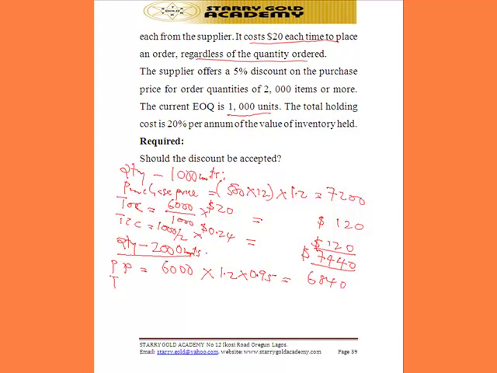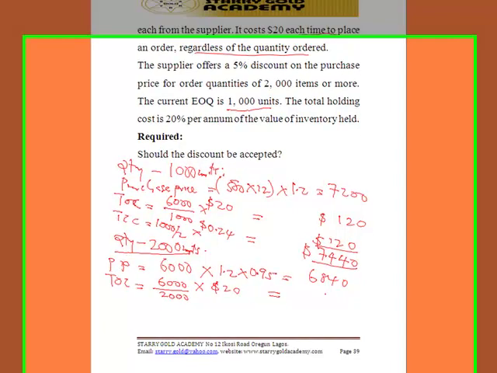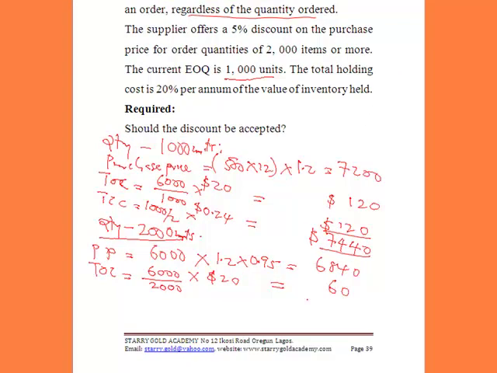Then the total ordering cost will be annual demand of 6,000 divided by 2,000 quantity times $20 per order. So that's how much? $60. That's $60.